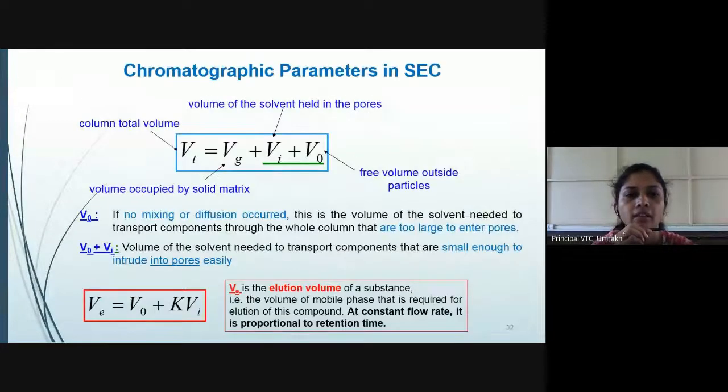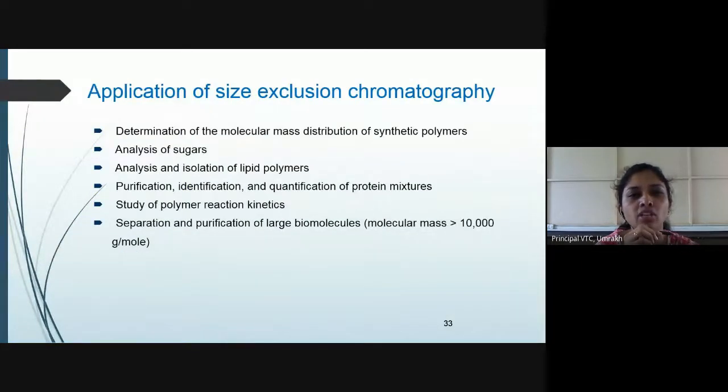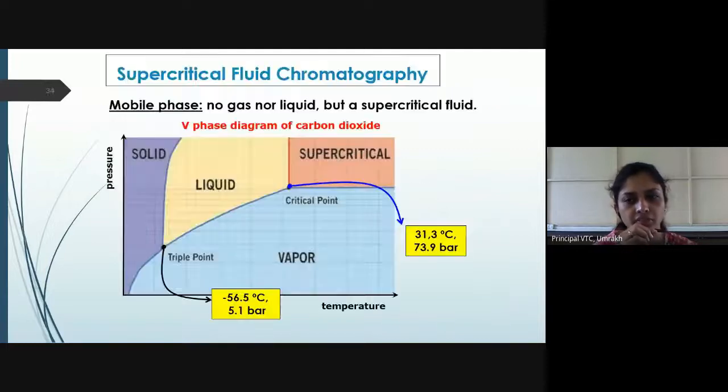We have gone through this equation for size exclusion chromatography. Vt is equal to Vg plus Vi plus V0. Vt is total column volume. Vg is volume occupied by packing material, the solid matrix. Vi is the volume of solvent, and V0 is free volume. Elution volume will depend on flow rate and is proportional to retention time. So Ve is equal to V0 plus K Vi. And we have gone through the applications of size exclusion chromatography.